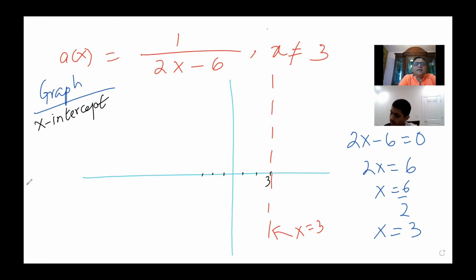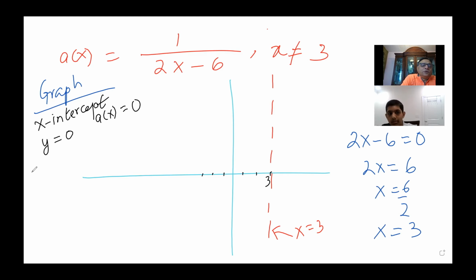Tell me, what is the x-intercept? No x-intercept. This is a very tricky question. X-intercept means y equals 0, right? What I'm trying to say here is that y equals 0 means a of x equals 0. Now, it can never be 0 because the numerator is 1. Do you see that? Numerator is a constant, right?